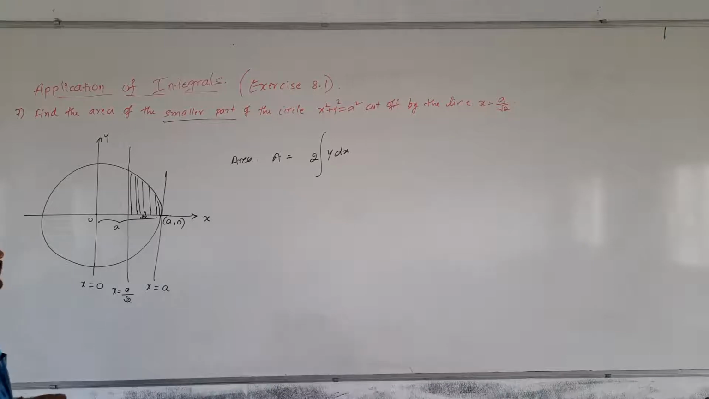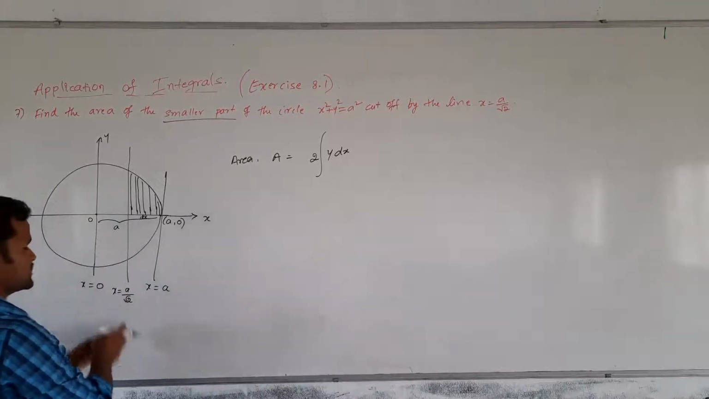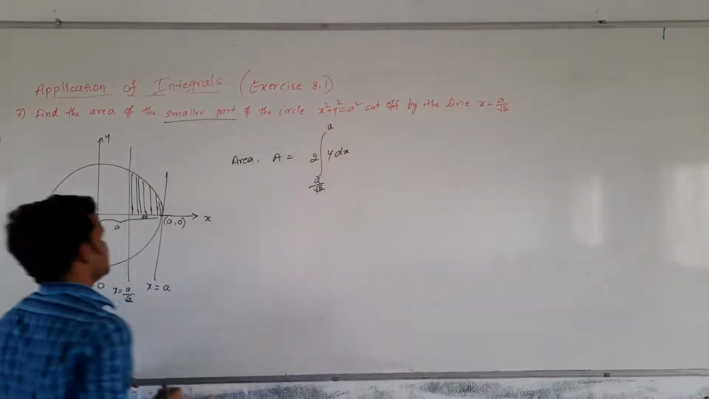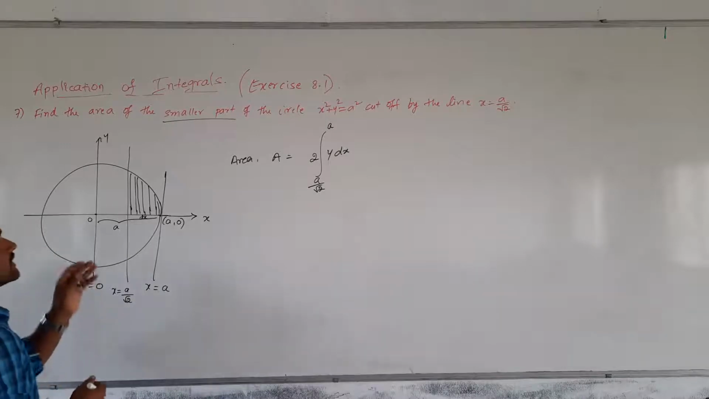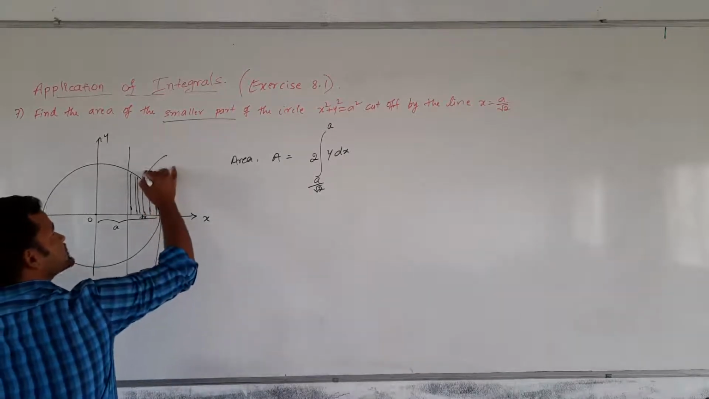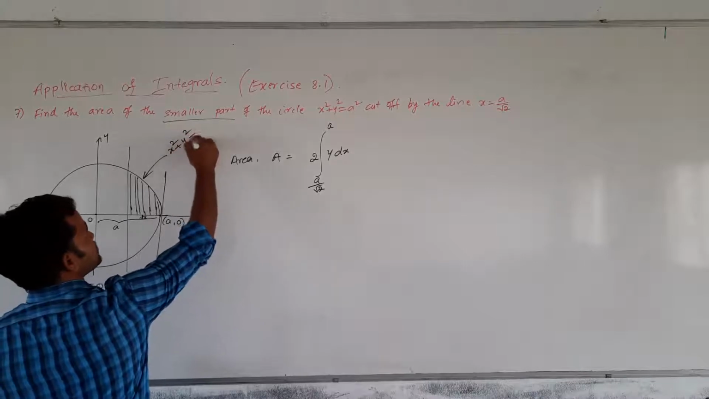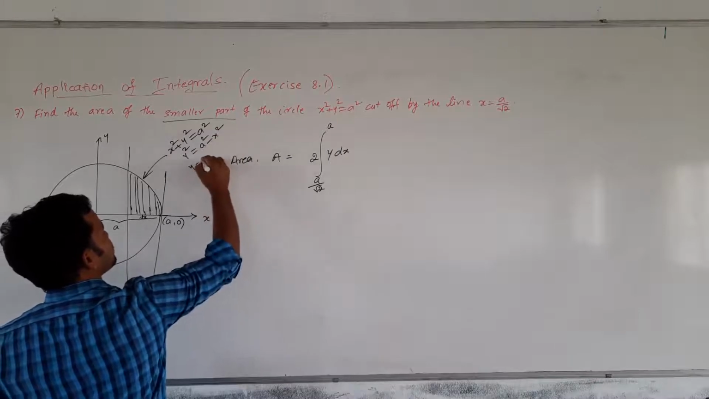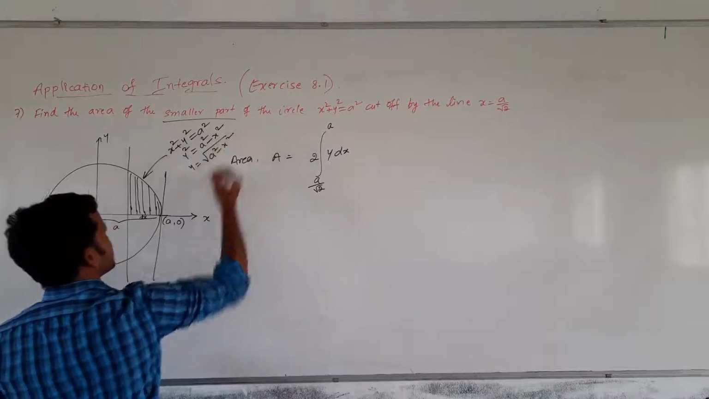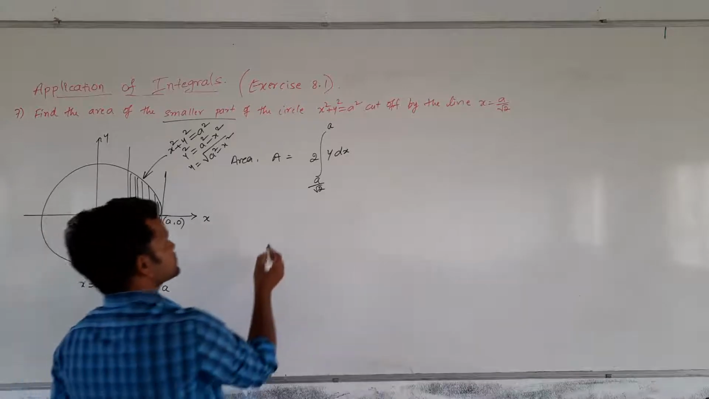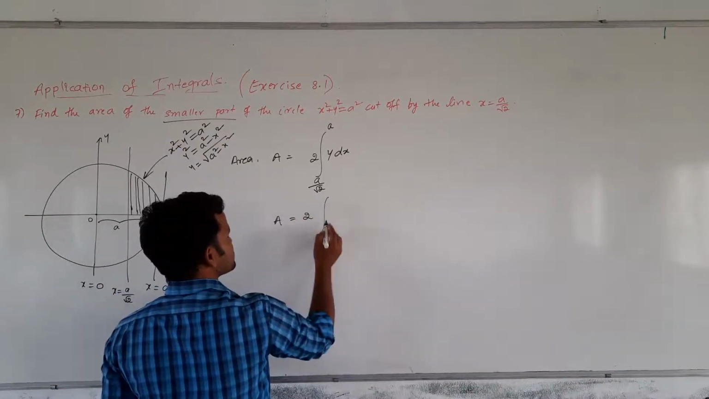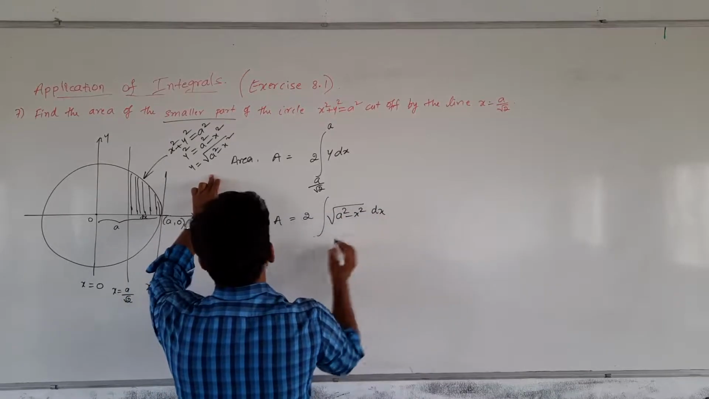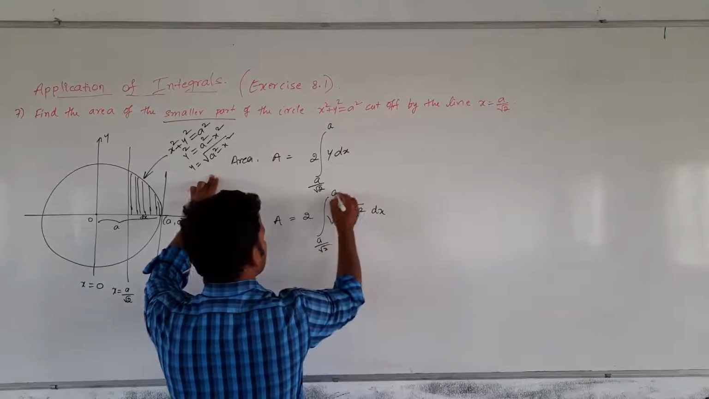Next, from where to where do I have to integrate? From the line x is equal to a by root 2, up to the end line x is equal to a. And what about this curve? The curve is x square plus y square is equal to a square, then y square is equal to a square minus x square, so y is equal to square root of a square minus x square. Let us substitute that. Area is equal to 2 times integration of square root of a square minus x square into dx from a by root 2 to a.